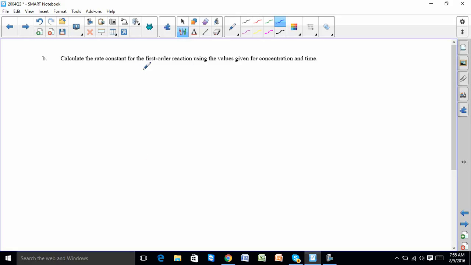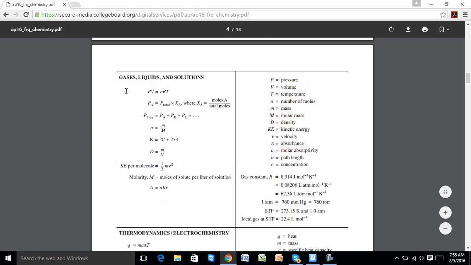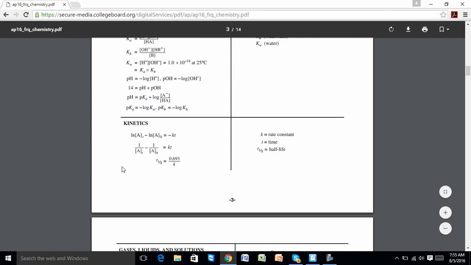Okay, calculate the rate constant for the first order reaction. So this is interesting. This is huge. Means we're in kinetics. I'm going to take you back over here. Go to kinetics. This is first order. This is second order. This I don't use much, if you remember that in class. Zero order is not on here because zero order would be the same as first order with the ln's gone.